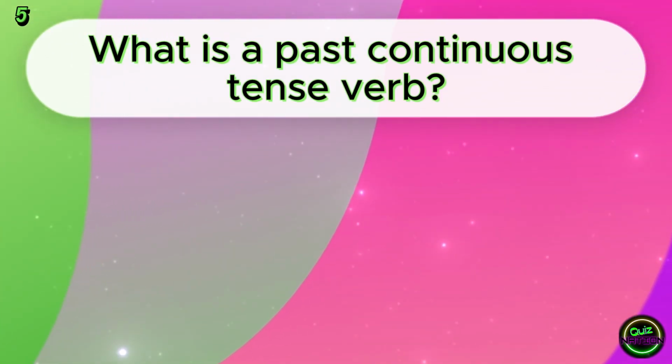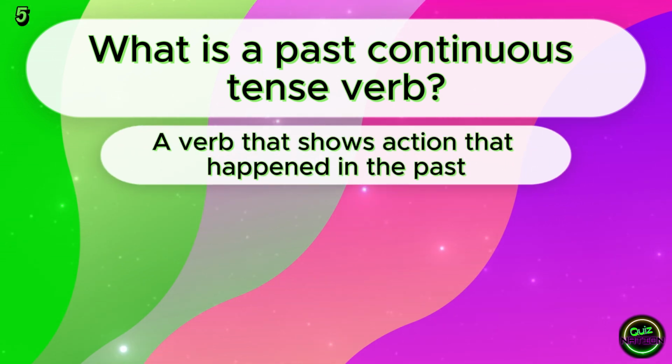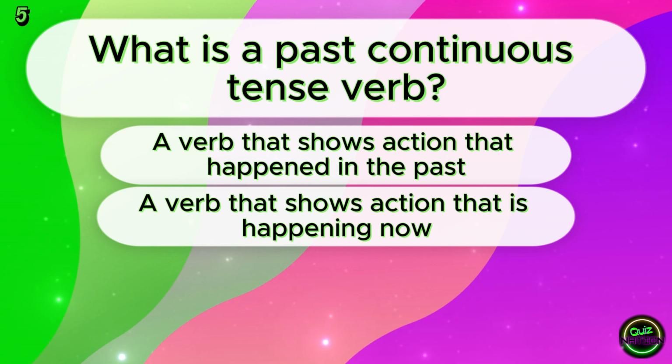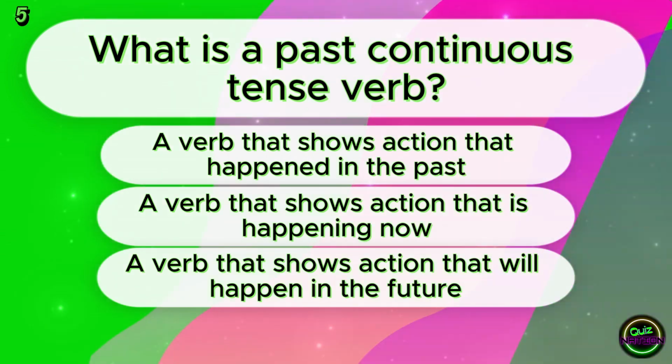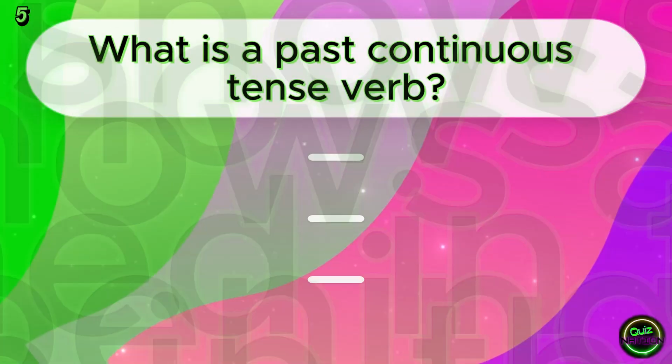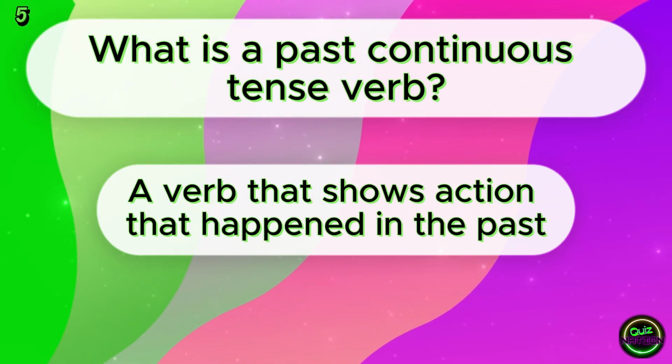What is a past continuous tense verb? A verb that shows action that happened in the past. A verb that shows action that is happening now. A verb that shows action that will happen in the future. The answer: a verb that shows action that happened in the past.